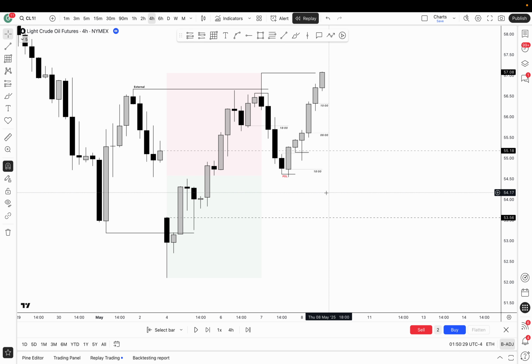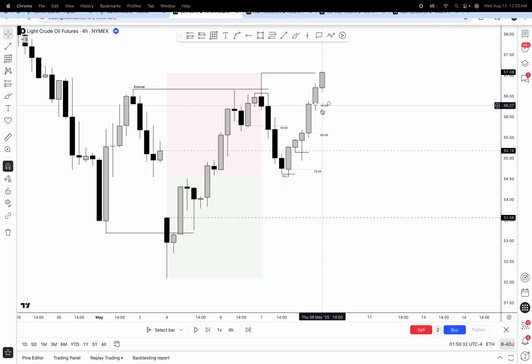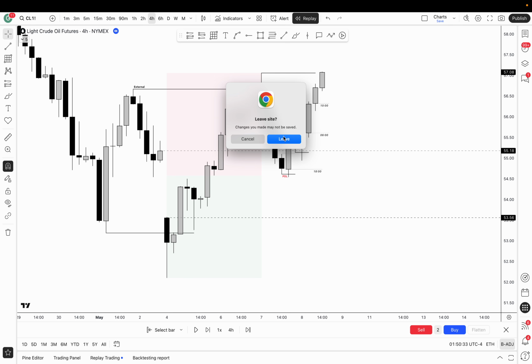Right, so that's added confluence really. But yeah, that's just an Asia reversal example I wanted to show you guys.